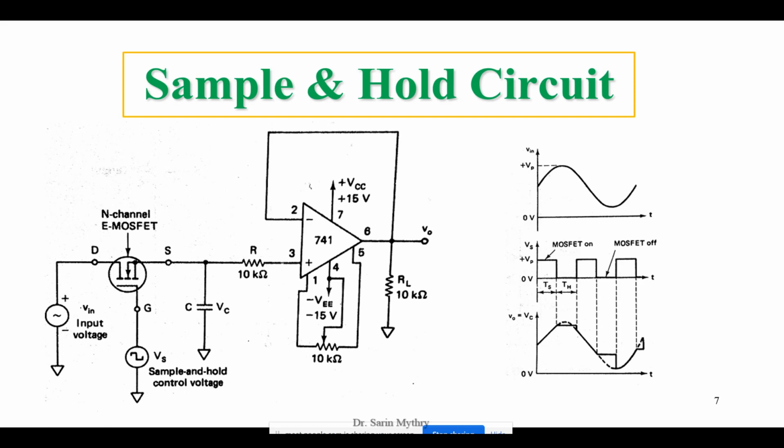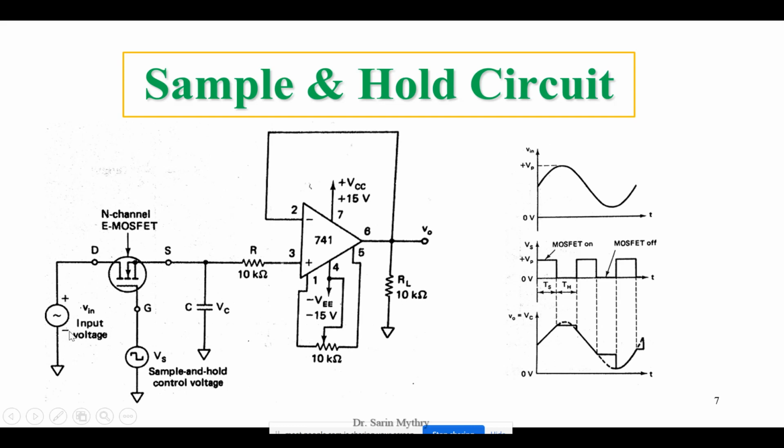Now in this circuit you can also see there is a control voltage Vs, and a capacitor C. This capacitor C is acting as a storage element. The analog input signal Vin is supplied, and that input signal is to be sampled. Where will it be sampled? It will be sampled at the drain terminal.